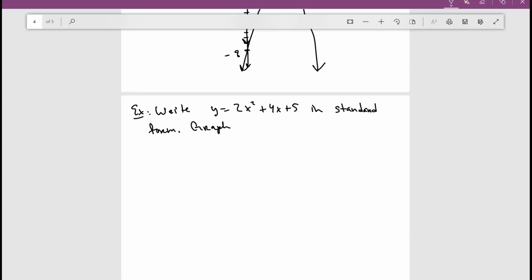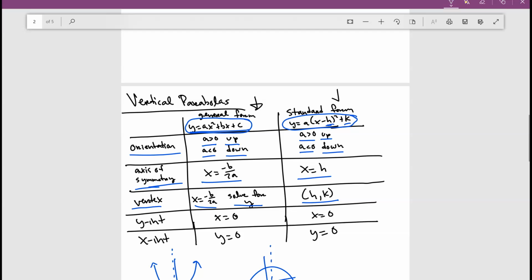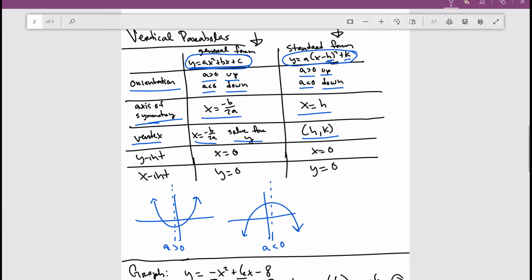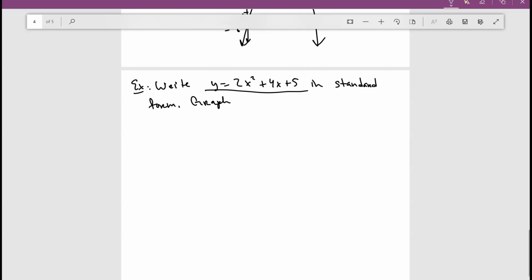So if you remember, you can see that doing this the way that we've been doing it does take a little bit of a while. And if you have it in standard form, which is this column, it actually might look easier for us to identify the vertex and the x-intercepts and all that other stuff. So let's convert it to standard form. Okay, so we have y equals 2x squared plus 4x plus 5. Let's convert it to standard form. And the way that we convert it to standard form is by completing the square.